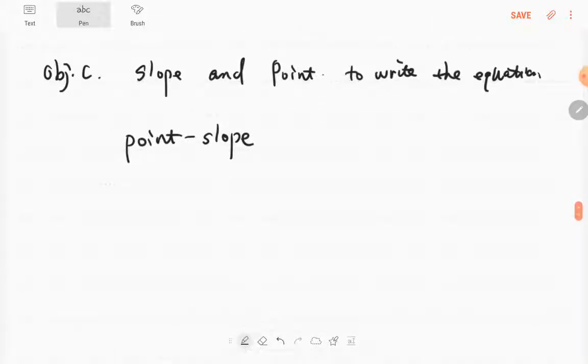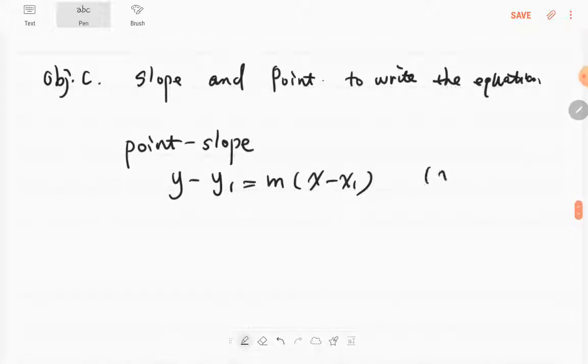It's just a random point, so point-slope form. What is the point-slope form? It's just y minus y1 equals m, then parenthesis x minus x1. Here x1, y1 is one random point on the line. So this is called point-slope form. So far we have three, right? Standard form, slope-intercept form, point-slope form.